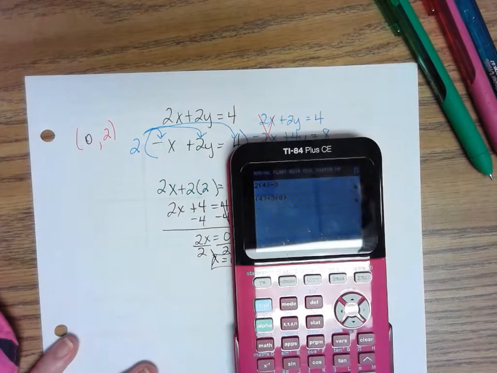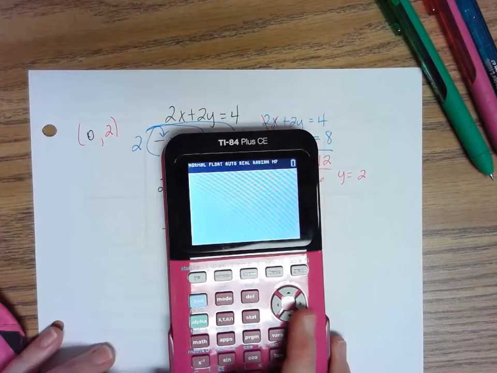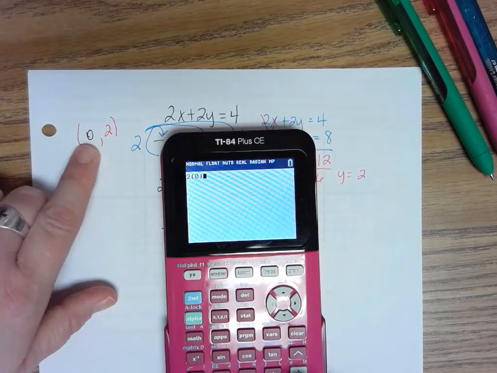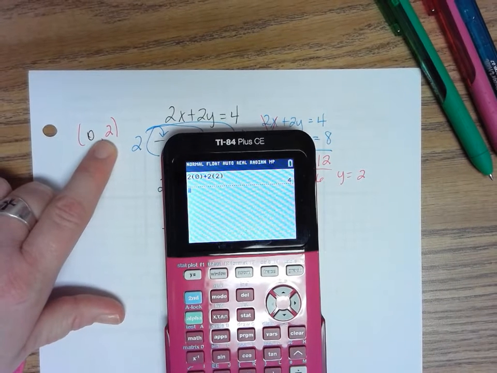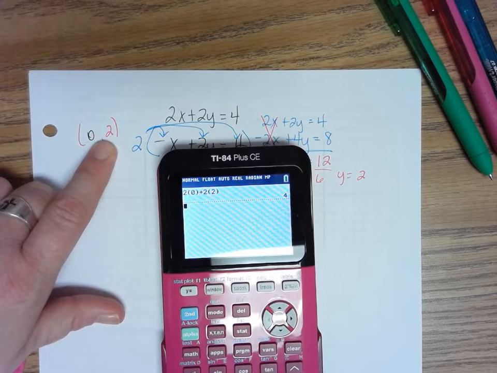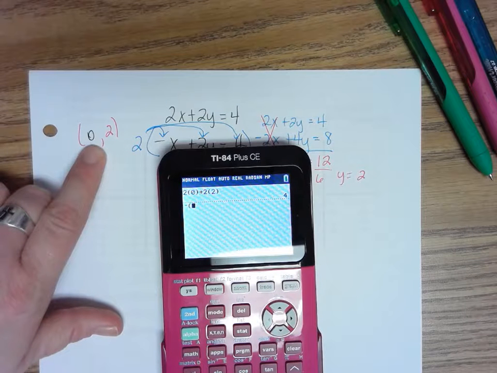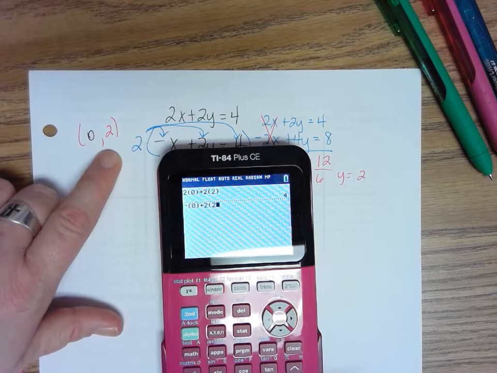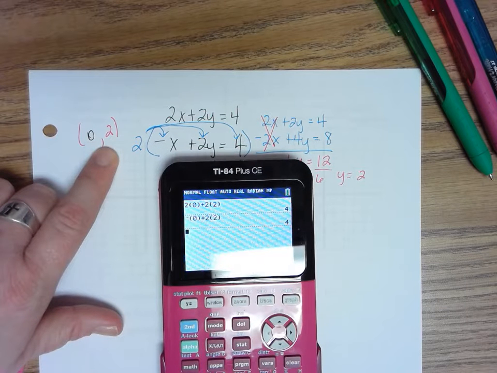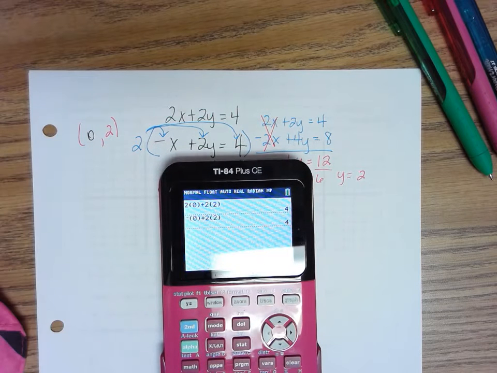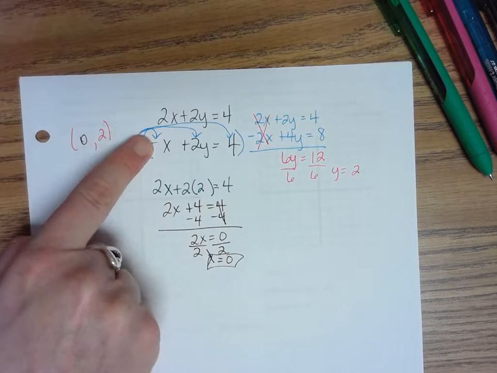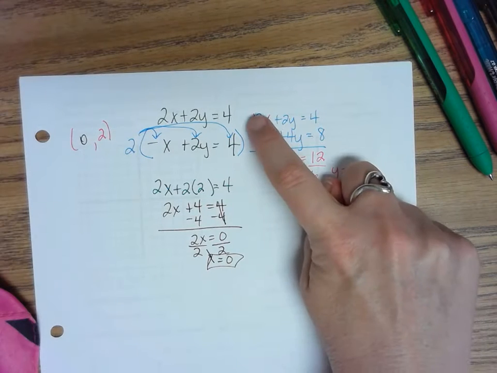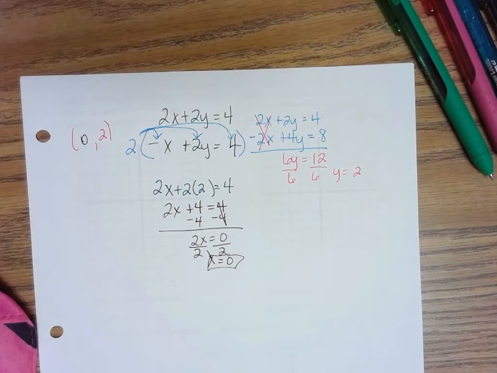Alright, so now, again, I'm going to go back to the original, and I see 2x plus 2y. It equals 4. Second equation, I see a negative, so I have to type it, and then I'm plugging in x, which is 0. Plus 2 times 2. And it works. So that is how I solve using elimination. I have to make the coefficients the same with a positive and a negative version in order to get them to work.